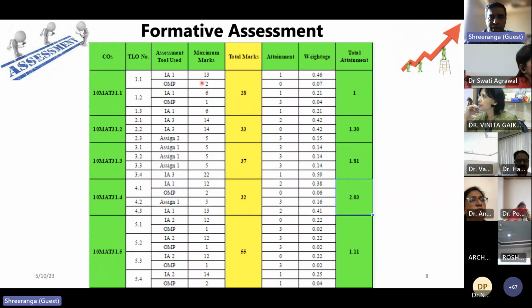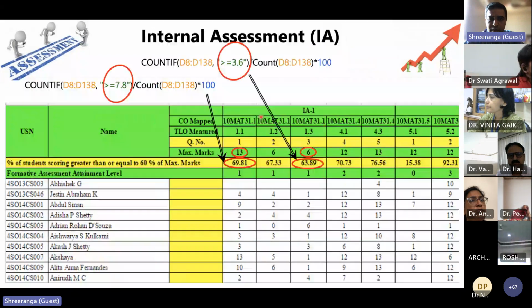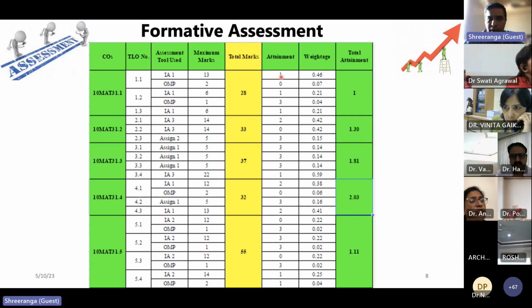In the similar manner, if I go back to 1.1, that is OMP, the one minute paper, which was asked for 2 marks, you can see the attainment is actually 0. So I am going to give the attainment as 0. These attainment values should be retrieved from the previous calculation, and we have to put them over here.